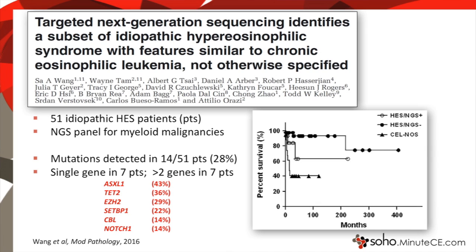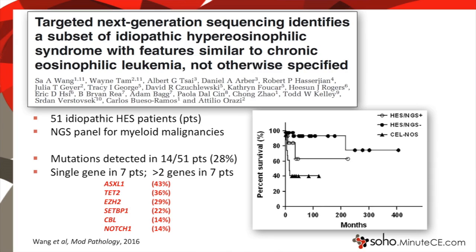This is data from the MD Anderson group, Sa Wang and colleagues, that have actually studied this issue of interrogating patients with HES to see whether they have mutations in one or more myeloid genes that have been found in other neoplasms. And in fact, some 28% of the patients with HES were found to have one or more myeloid mutations, which then reclassifies these patients as a chronic eosinophilic leukemia.